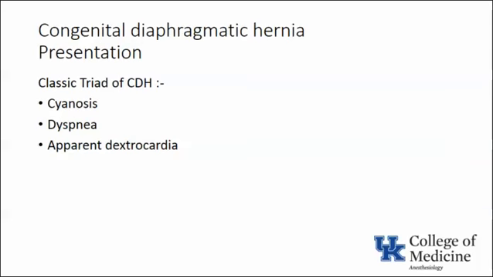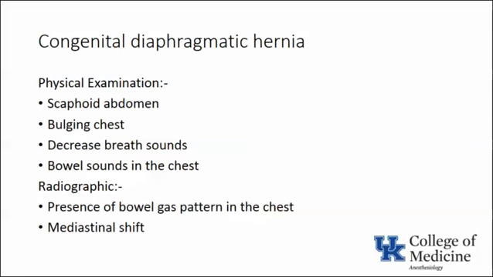A classical triad for congenital diaphragmatic hernia is cyanosis, dyspnea, and an apparent dextrocardia, and that's because the gut is pushing the heart; it's more a mechanical push than a real dextrocardia. When you examine them, like I said, they have a scaphoid abdomen and a bulging chest, and when you listen, you hear decreased breath sounds, but you may hear bowel sounds in the chest. And when you take an x-ray, they have a bowel gas pattern in the chest, and depending on the herniated contents, you could also see a mediastinal shift.